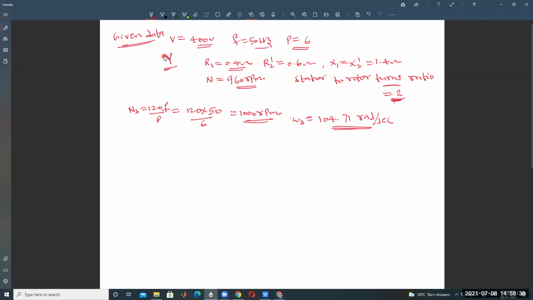And what is the slip here? 206. 207. What is the slip here? Slip is equal to (NS minus NR) by NS. So how much? 1000 minus 960 by 1000. So that is equal to 0.04.